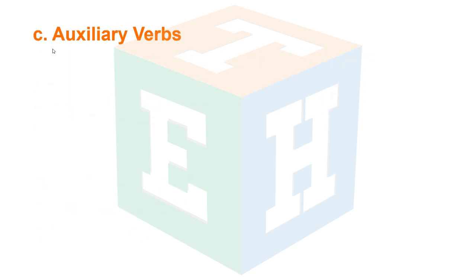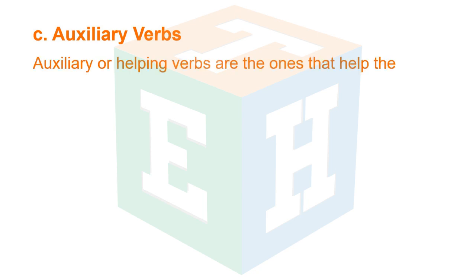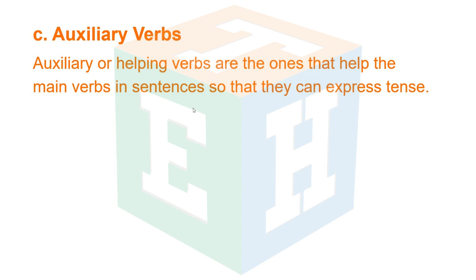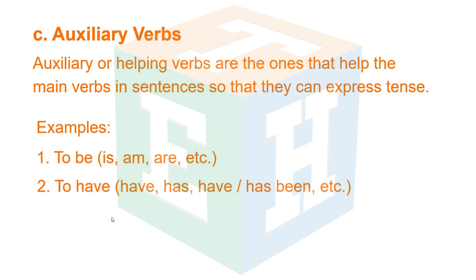C, auxiliary verbs. Auxiliary or helping verbs are the ones that help the main verbs in sentences so that they can express tense. Examples: Number 1, to be, is, are, and others. Number 2, to have, has, have, slash, has been, and others. Number 3, to do, did, does.